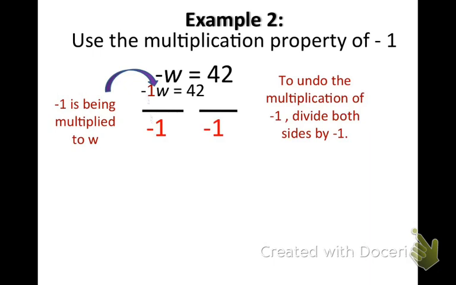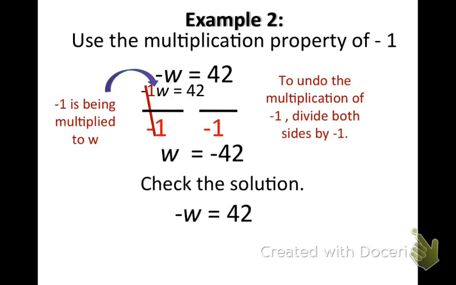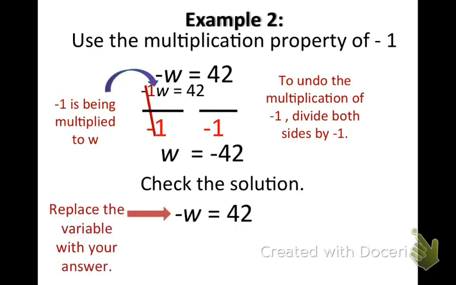Okay, to get w by itself, which means that the 42 then becomes negative. You could check your solution, and the opposite of -42 is +42.